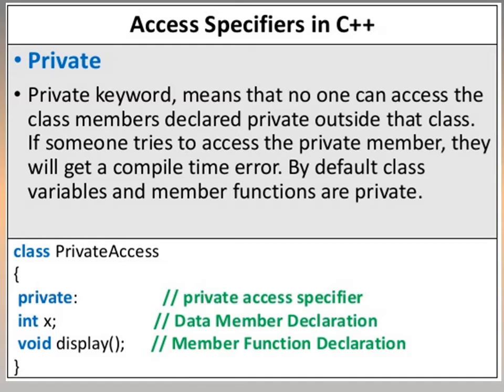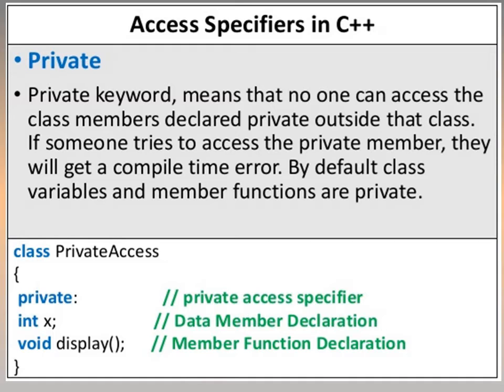If someone tries to access the private members, they will get a compile time error, as those data members are not accessible. By default, class variables and member functions are private. This means that if you are not declaring an access specifier for particular data members and member functions, then by default they will be private.